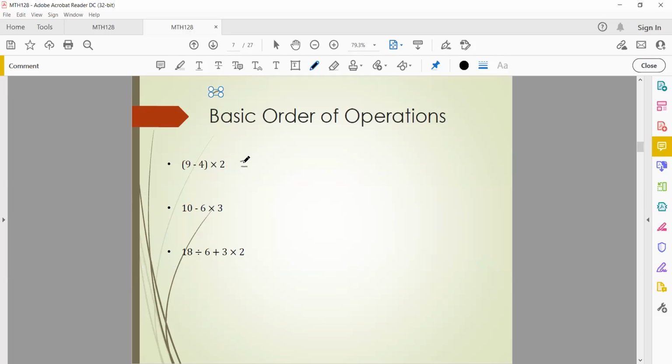Okay, so this one's fairly simple. In brackets, you have 9 minus 4, and then that's multiplied by 2. So you just go through BEDMAS. Of course, in this case, you start with your brackets. So 9 minus 4 is equal to 5, and then you multiply that by 2, and you get 10. So that one is not too bad.